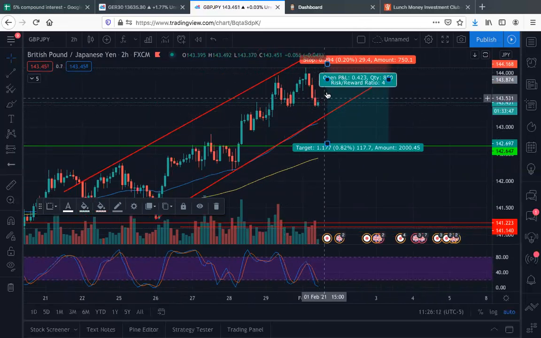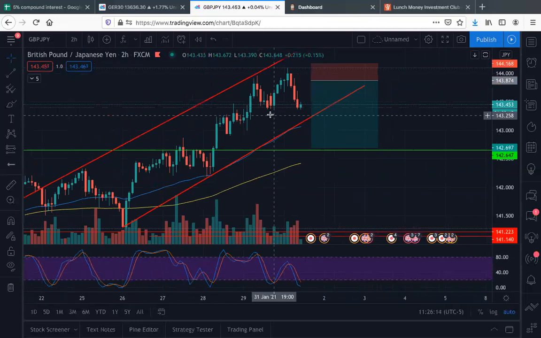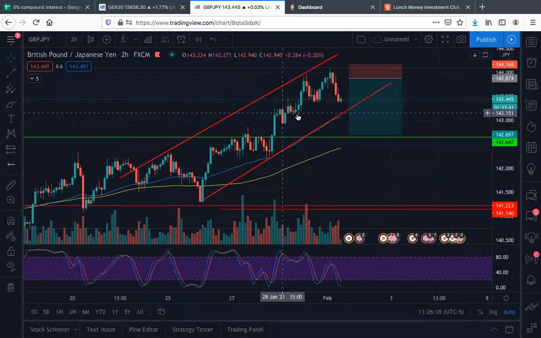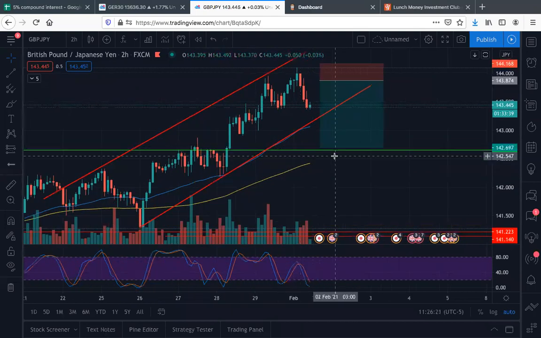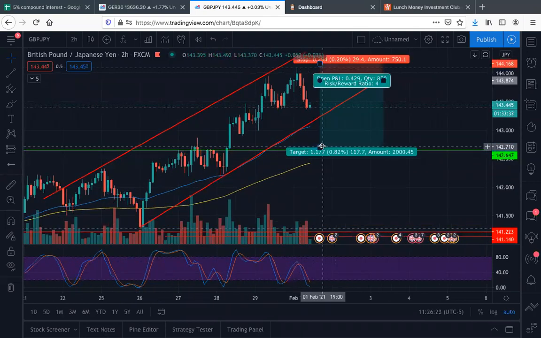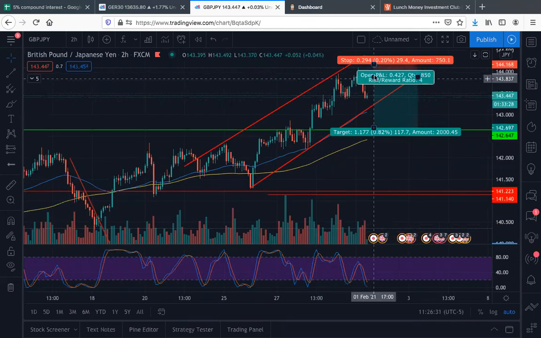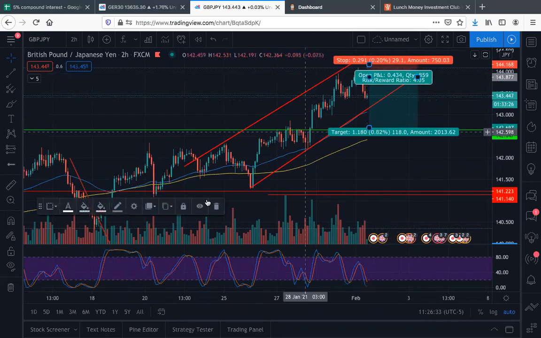So we shall see. I think price is going to come back up to this level and then continue to go down. All right. Yeah, that's just my opinion. 177. Yeah. So that's the idea for this one. All right. Let's lock it up.